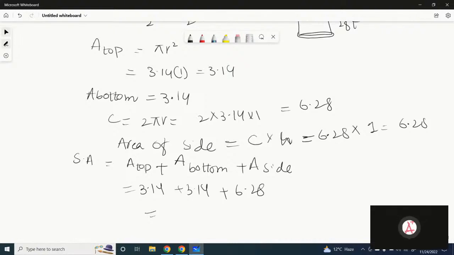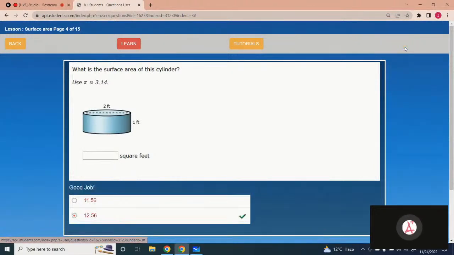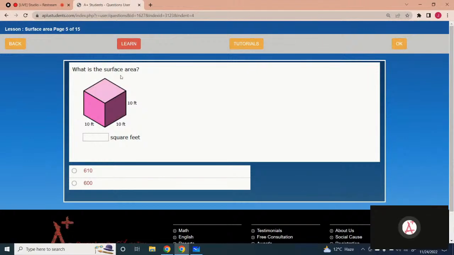So the correct option is 12.56. Got it? So the correct option is 12.56. Okay, you can complete the test by yourself later today. Let me just move on to the next topic.